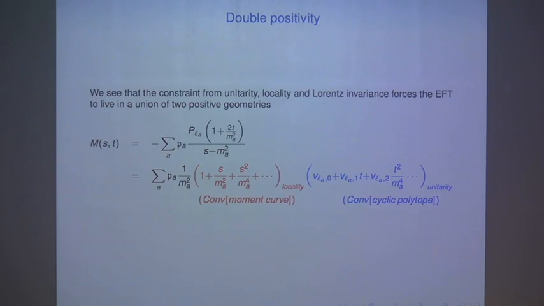So what is the story so far? The story is basically that unitarity, locality and Lorentz invariance are telling you that the coefficients of the effective field theory are actually a union of two kinds of positivity. From unitarity, the expansion in T requires that the coefficients are inside the convex hull of a cyclic polytope. And from locality, it's telling you that they're inside the convex hull of a moment curve.